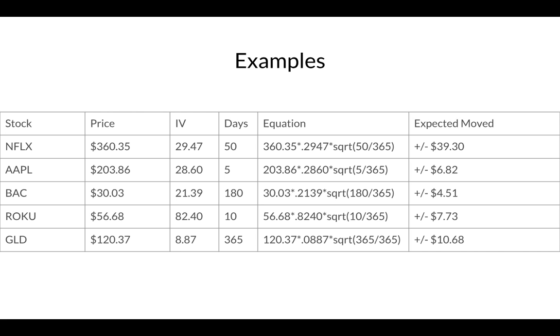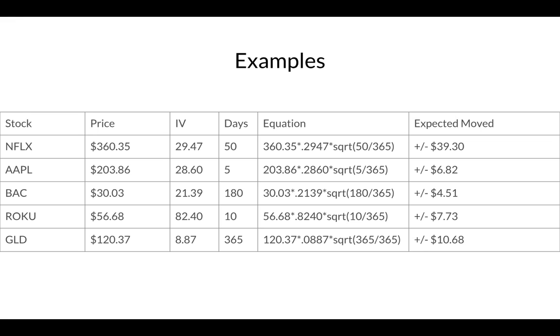If we take a look at Netflix, for example, as I'm shooting this video, it's trading for $360.35 a share with an implied volatility of 29.47. If we take a look at that 50-day expectation, here's our equation right here, and we have an expected move of $39.30. For Apple, $203.86, 28.60 implied volatility. Over 5 days, that's an expected move of about 6.82%.